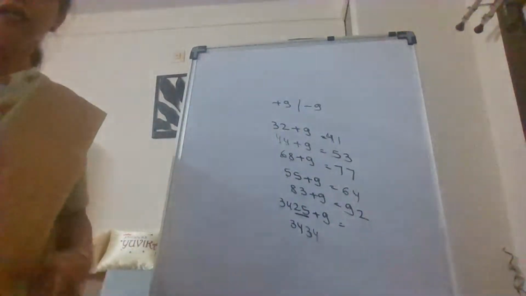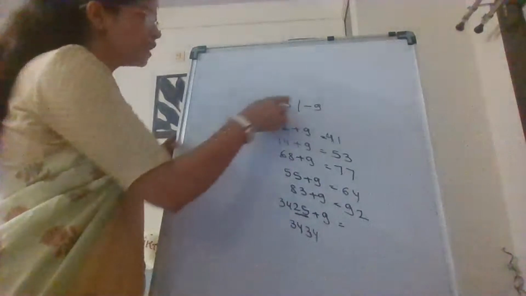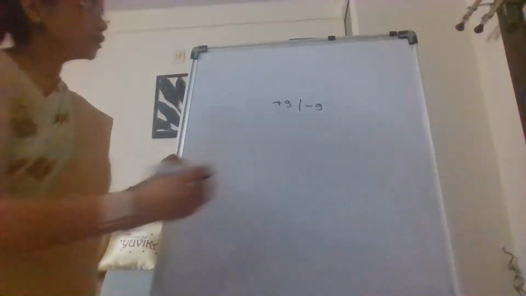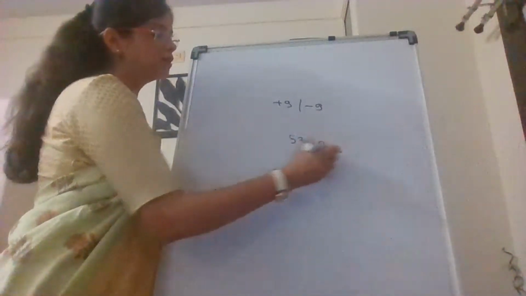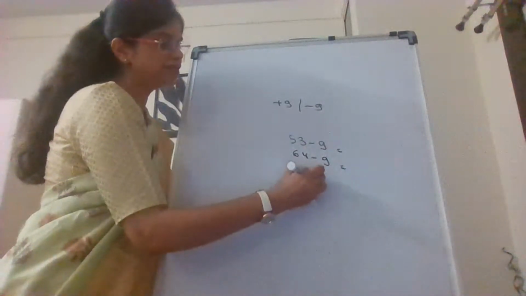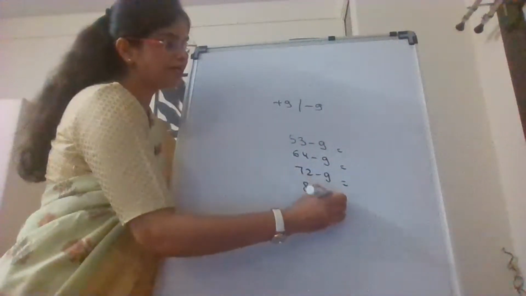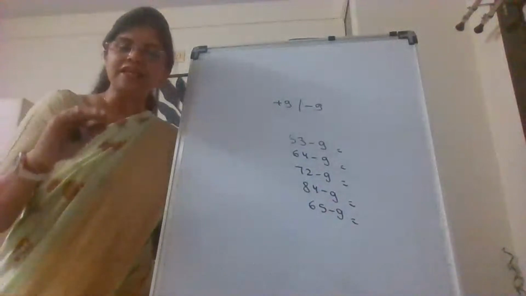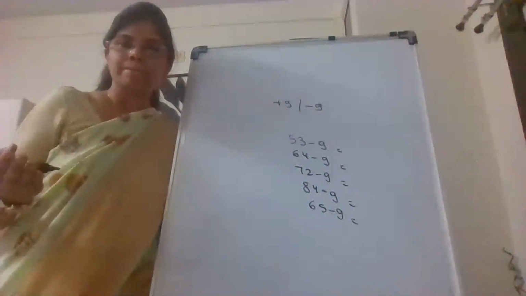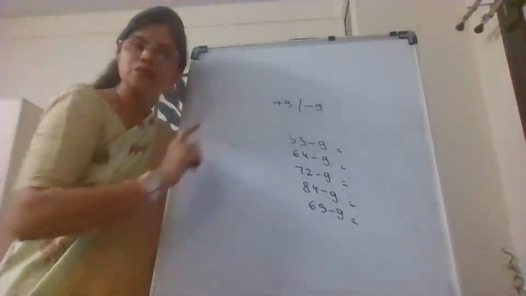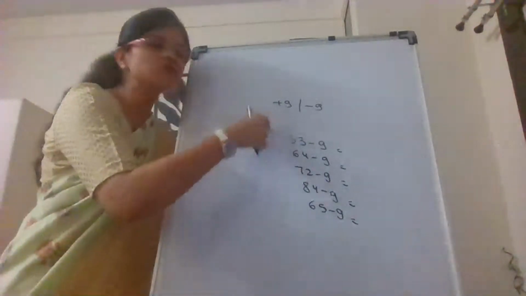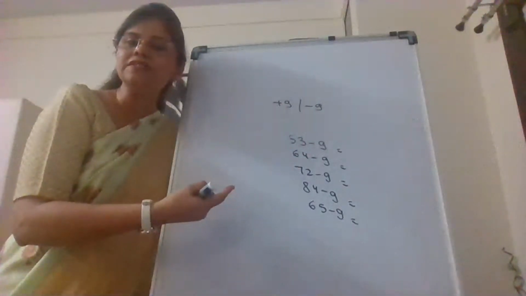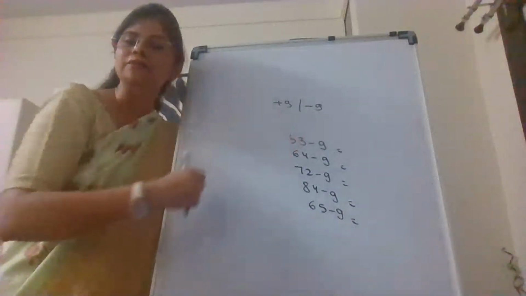Okay? Now let's learn something new. Now we have to deal with minus 9. Okay. Minus 1, 9 is left. So if the number is 53 minus 9, 64 minus 9, 72 minus 9, 84 minus 9, 65 minus 9, what will you do? Now just the reverse trick you have to follow. First what did we do? Plus 1 and minus 1. Okay. Now minus 1 and plus 1, as we are dealing with subtraction. So we will subtract the number first and then we will add the number.